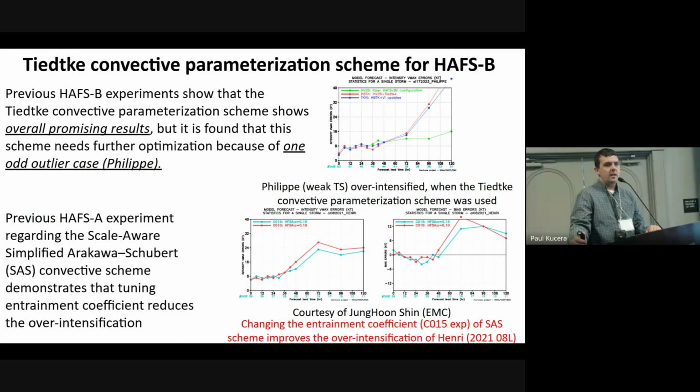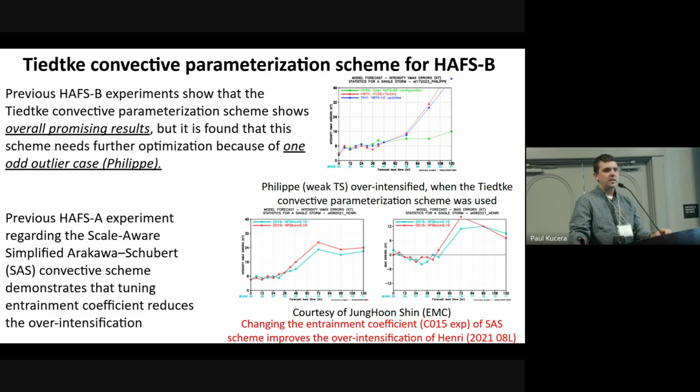And one of the things that we found was that in our retrospective testing overall, TDK did a lot better, but the results were kind of muddied by Philippe, which is one case from last year where we had some really huge errors. If you remember, that was one case where some of the models were trying to recurve it, intensify it, and it ended up staying weak, going west for like 10 days. And so it was really biasing the track stats and the intensity stats.